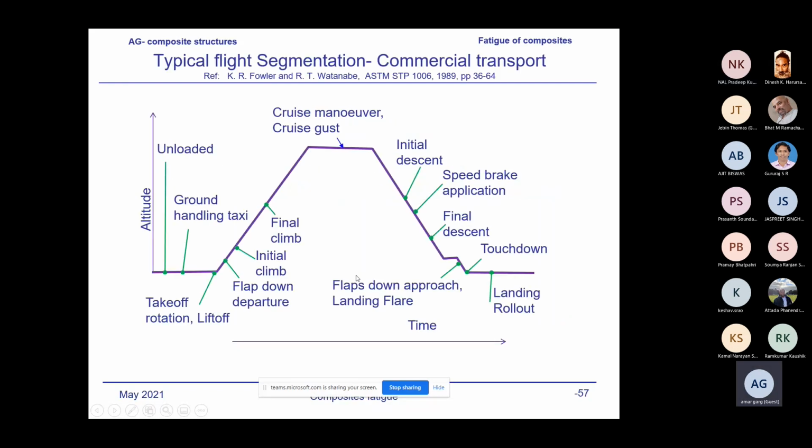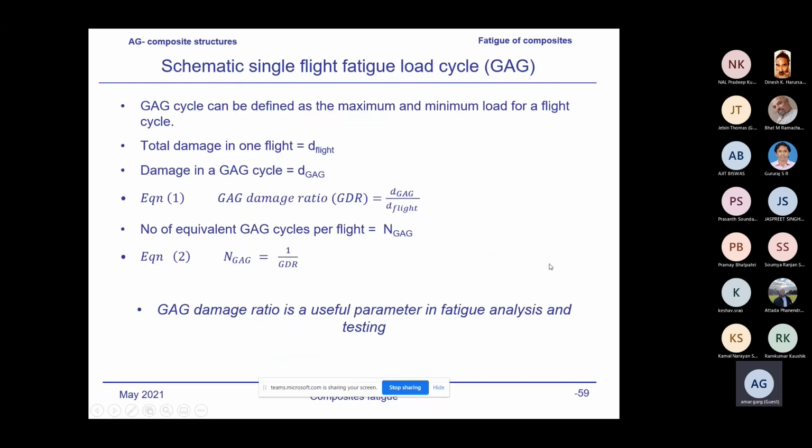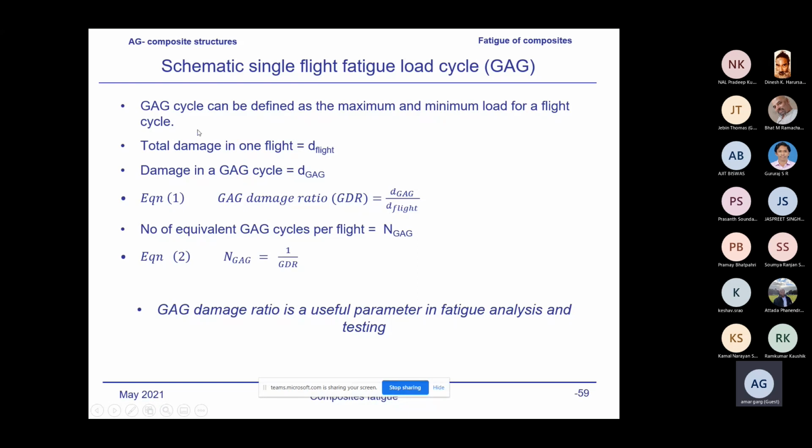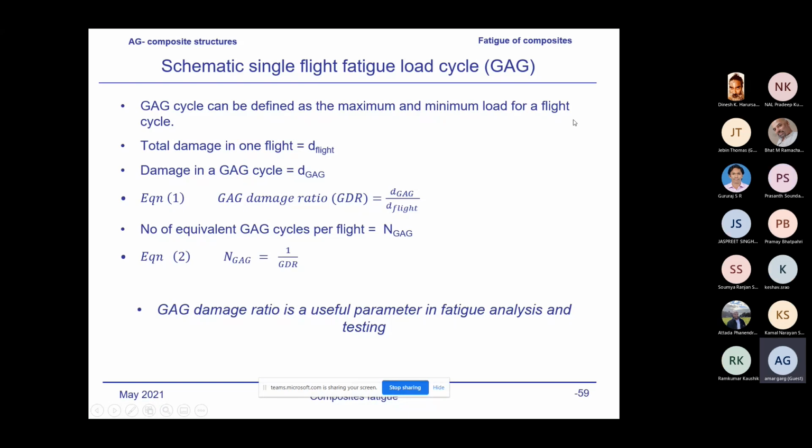This fatigue spectrum I've taken from K.R. Fowler, a Boeing person, and it is in the public domain in ASTM STP. I won't go into detail, I had already shown it. And I defined the Geg cycle, which is an important definition. Again, I can repeat: the Geg cycle is basically the maximum and minimum load for the whole flight. Say here minimum load for this one, and maximum load over here. So this will define a Geg cycle. And the Geg cycle can be defined as the maximum and minimum load for a flight cycle.